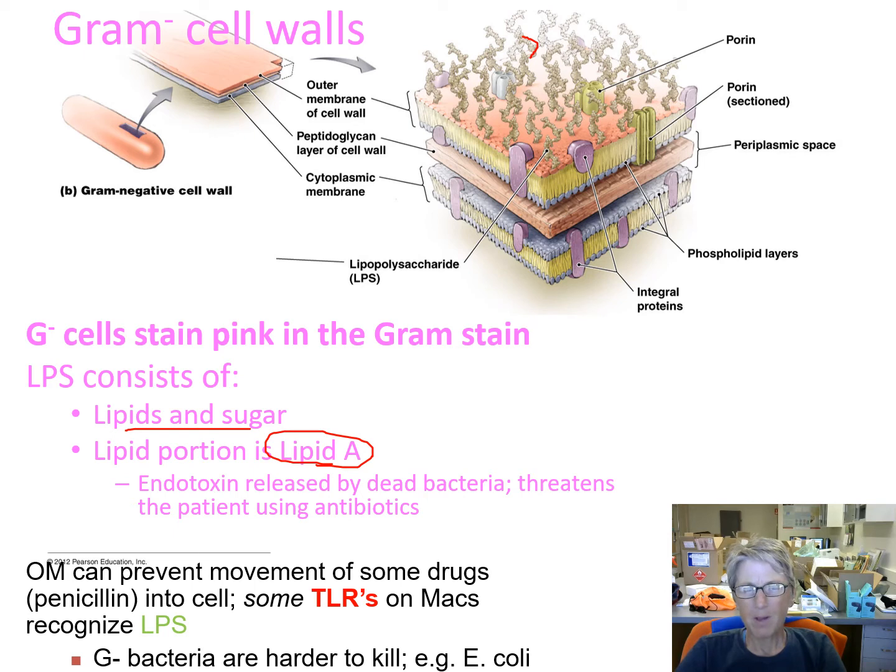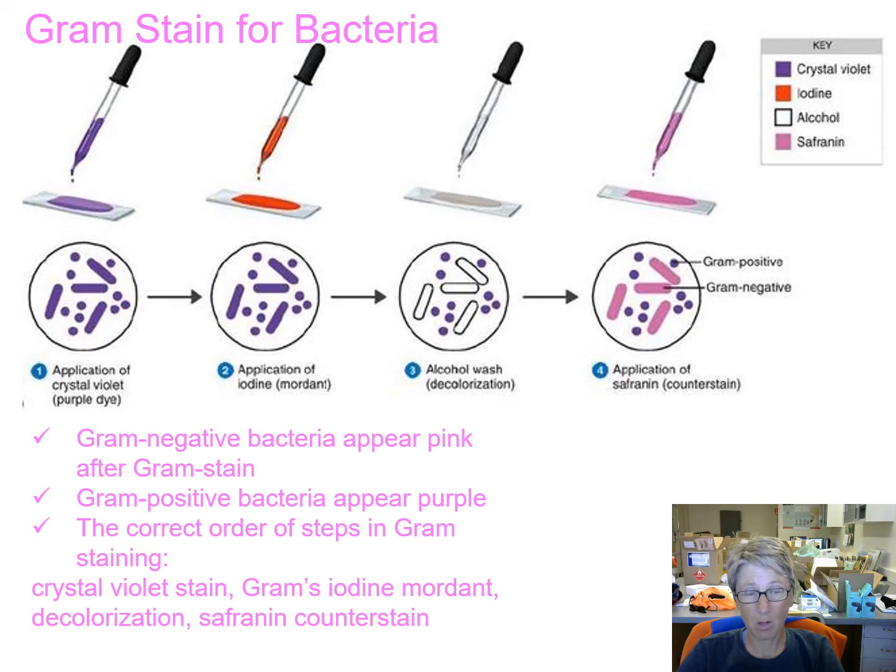The outer membrane can help prevent movement of some drugs into the bacteria, so they're harder to kill because they have this outer membrane. Gram-negative bacteria are harder to kill. Okay, so here's a gram stain. We talked about this gram stain for bacteria.